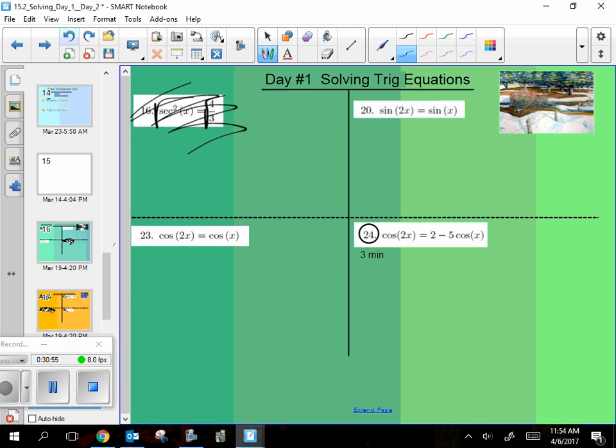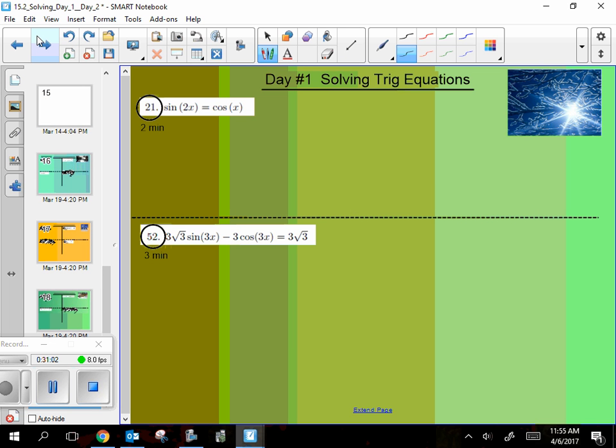Also, number 24 is gone. You could have done it, but this assignment's just too long. And then we're going to skip these 2 also.